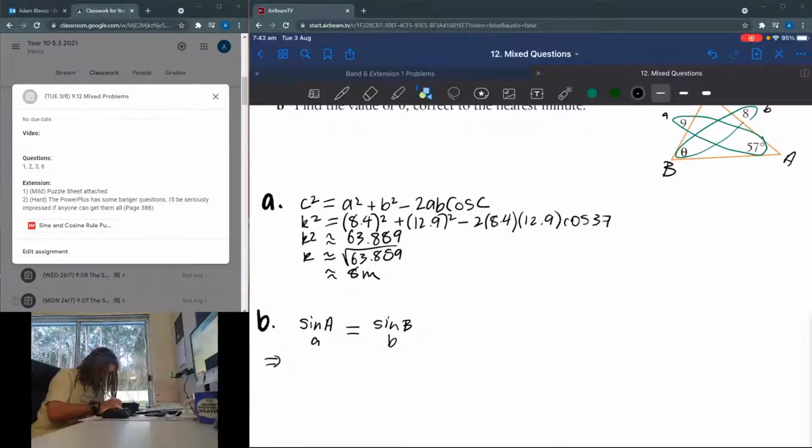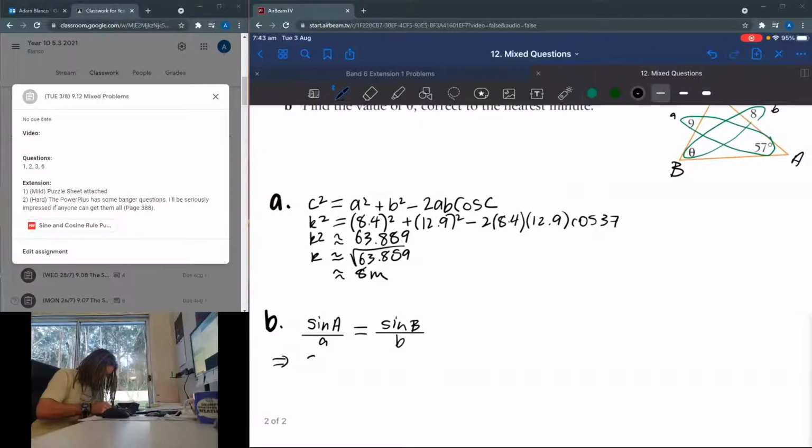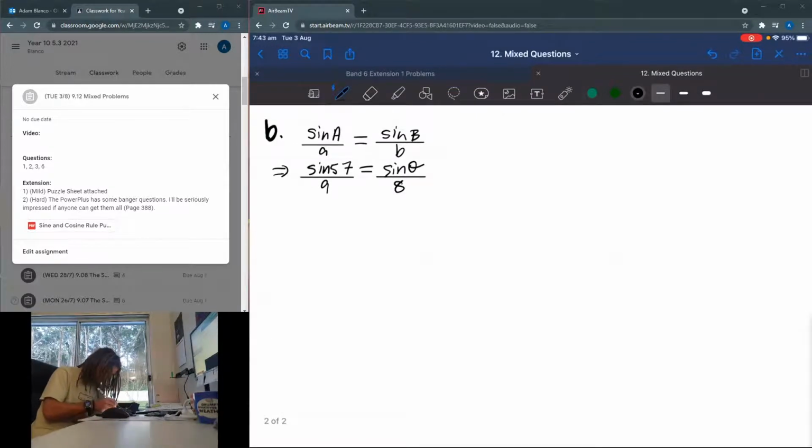Sine A is sine 57. a is 9. Sine B is sine theta. b is 8. Generally you call A or sine A what you're trying to find, but in this case I haven't done that. Okay, now I can start rearranging. I'm going to move this 8 up here, so I'm going to have 8 sine 57 over 9 equals sine theta.